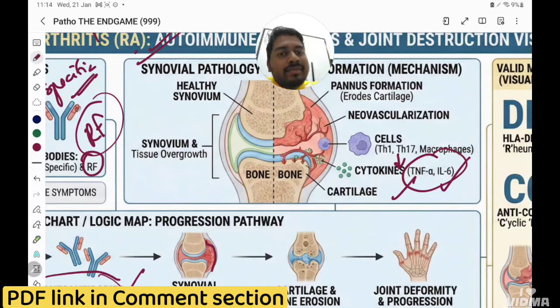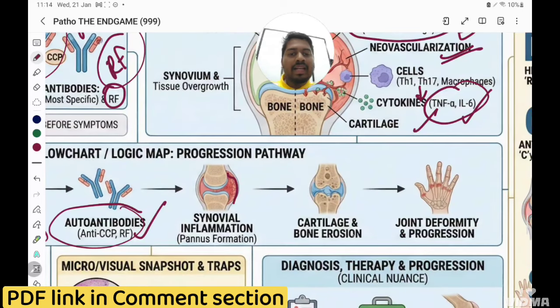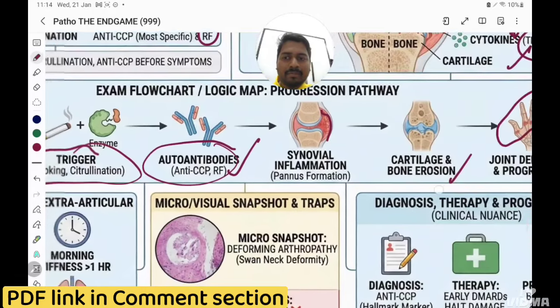These bring other inflammatory cells, neovascularization occurs, and granulation tissue forms, which is known as pannus. This pannus or granulation tissue along with neovascularization corrodes the cartilage, and it causes all the symptoms of rheumatoid arthritis: cartilage and bone erosion and joint deformity, with so much inflammation taking place.